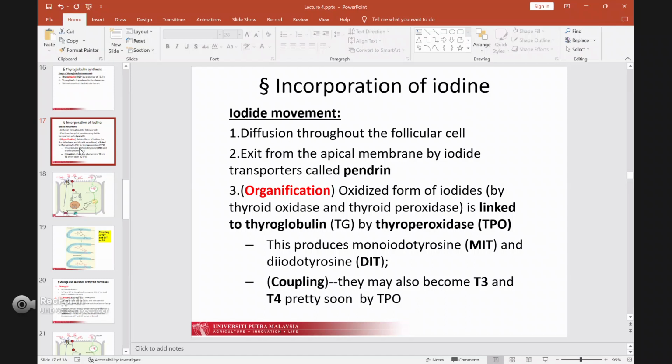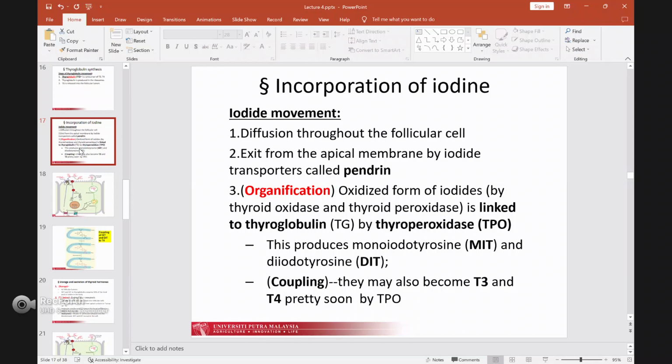When we have all these things inside the colloid, the conversion of the tyrosine into the thyroid hormone can happen. We call this process organification. First, the iodine has to be oxidized by an enzyme called thyroid oxidase. Oxidized means this iodine needs to get some oxygen. Where does the oxygen come from? The oxygen comes from the peroxide.